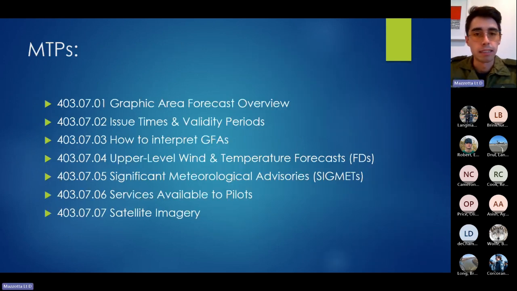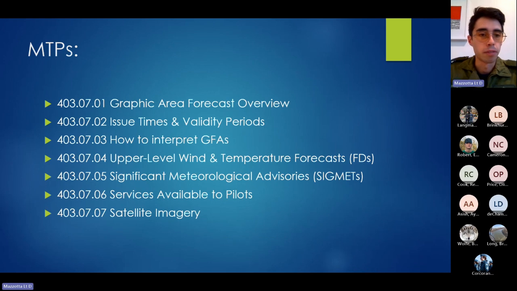So for this lesson, we're going to go over the following teaching points. We're going to talk about graphical area forecasts, the issue time and validity periods, how to interpret GFAs, upper level winds, significant meteorology advisories, services available to pilots, as well as satellite imagery.